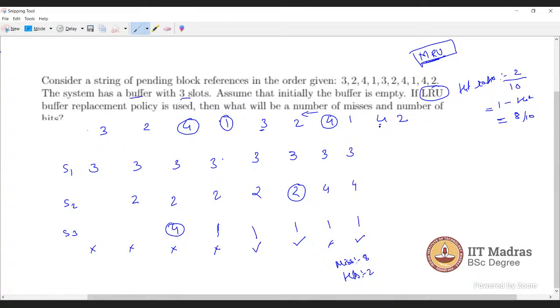Now this is 4. 4 is also present in the buffer. So this is also a hit. Now what about 2? 2 is not present in the buffer. Then according to the most recently used algorithm, which block do we have to remove? 4. So that is 3, 2, 1. So that is a miss. So 1, 2, 3, 4, 5, 6. So the number of misses is 6 and hits are 4. Okay.